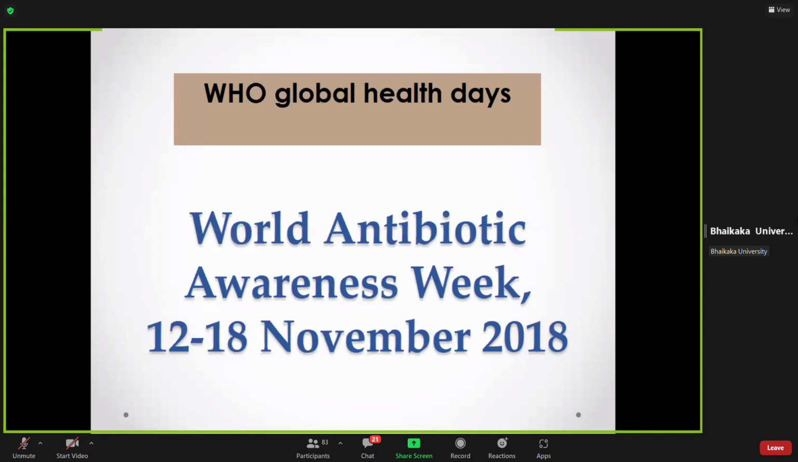WHO Global Health says World Antibiotic Awareness Week was 12 to 18 November 2018. In this year, they celebrated this Global Antibiotic Awareness Week, and they also drew many conclusions which were later published in 2019. They also advised and recommended certain practices which can prevent antimicrobial resistance to a better extent, right?